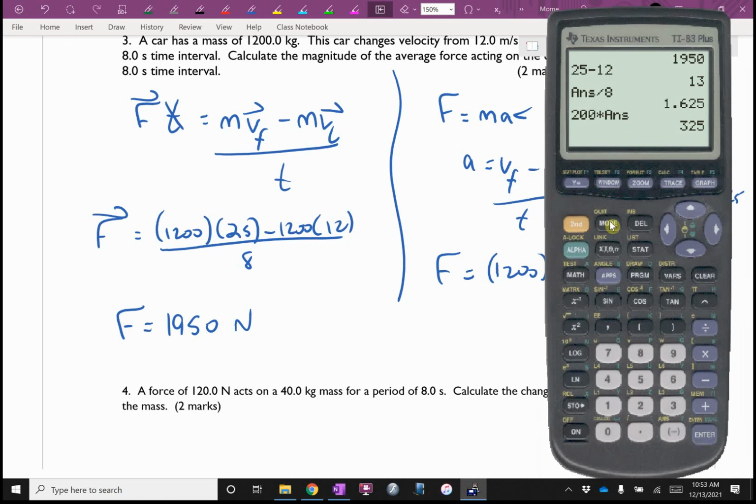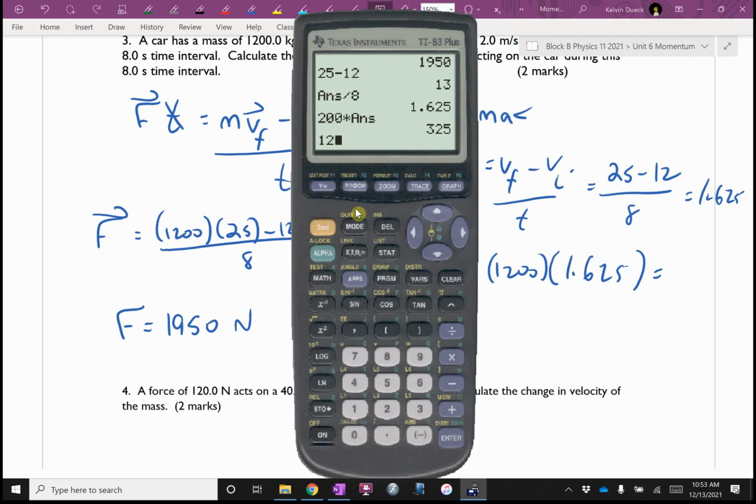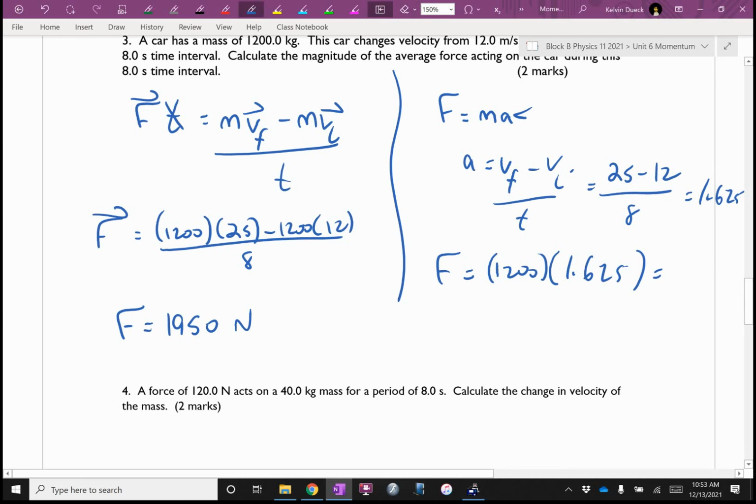And I made a mistake on my calculator, unfortunately, so let's retype it. 1,200 times 1.625, plus... Am I in a slump on my calculator or what, Mr. Dewick? Times. There's the 1950 that I was trying to get. So if you did it this way, I would probably go 1 mark for that, half mark for the numbers, half mark for the answer. I'd give you full marks if you did it this way as well.